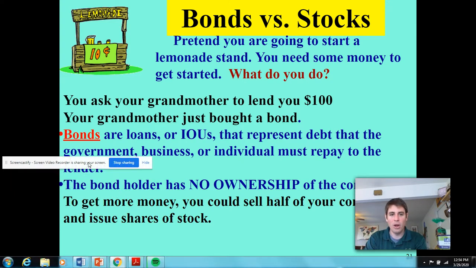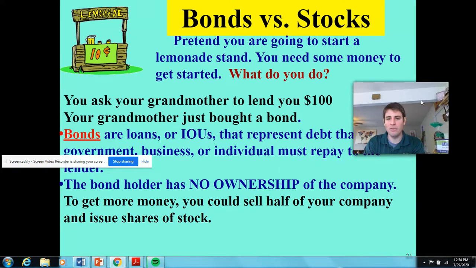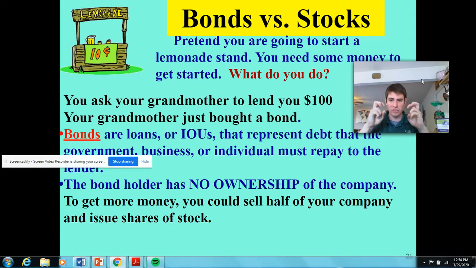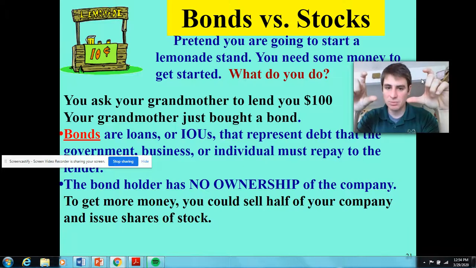So the bondholder has no ownership of the company. If I bought a $100 bond from Apple, Apple's going to give me $100 back a year from now once it matures, with some form of interest. Now, just a little bit of personal finance. Bonds are the safest investment.